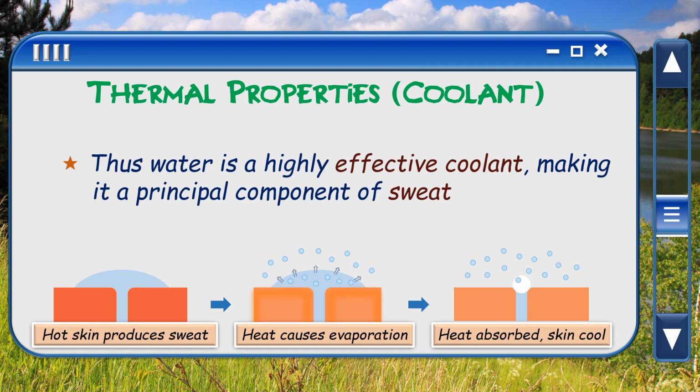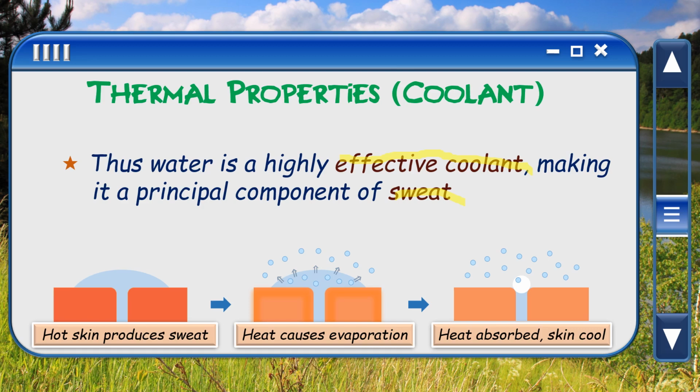Thus, water is a highly effective coolant, making it a principal component of sweat. During hot days, we always sweat. Why? Because sweat contains water, and water is an effective coolant because of its high heat capacity.